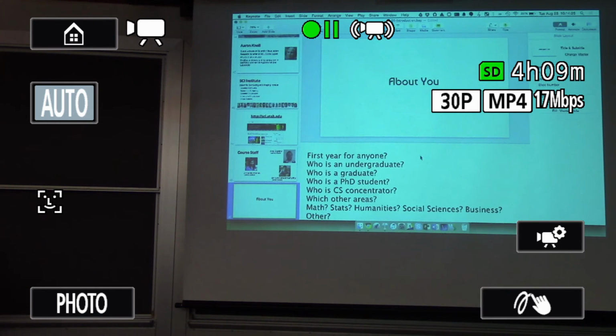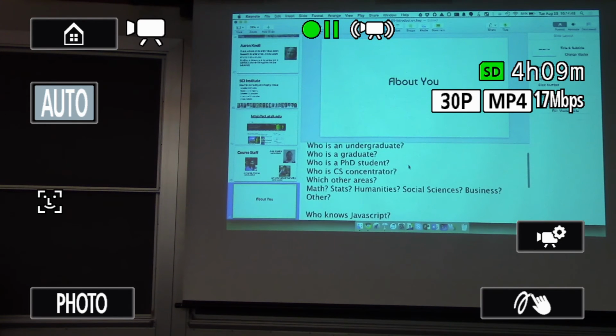Other areas like math, stats, a couple, humanities, social sciences, business, anything else? Like biology, life sciences. Statistics and big data. Statistics and big data. Great.